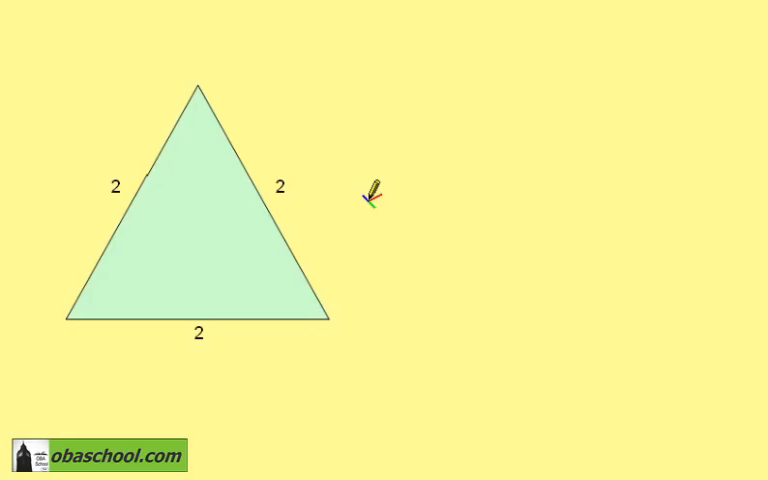There are certain trigonometric ratios for which you're expected to know exact values. If we consider this one here, we have an equilateral triangle with all the sides of length 2. If we drop a perpendicular down here, forming two right-angled triangles, then we can see the length of this side must be 1.